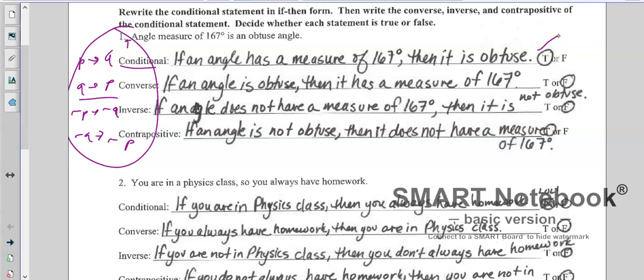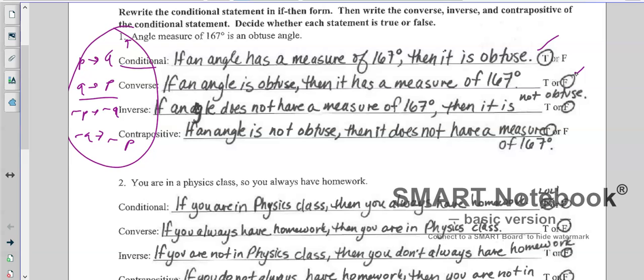If an angle is obtuse, it's 167? Well, just think about any other angle over 90: 91, 99, 103, 174. That means this is false. If an angle is not 167, then it's not obtuse. Not true. It could be 175. That's not 167, but it is obtuse.